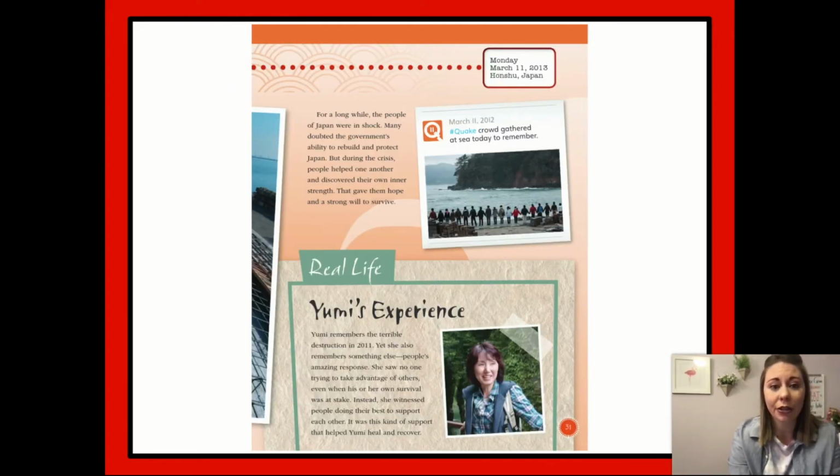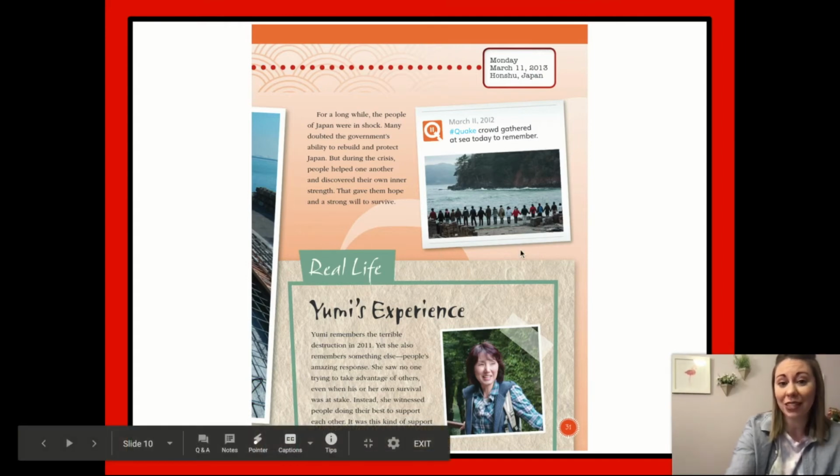For a long while, the people of Japan were in shock. Many doubted the government's ability to rebuild and protect Japan. But during the crisis, people helped one another and discovered their own inner strength. That gave them the hope and strong will to survive. So then this little picture here says, hashtag Quake crowd gathered at sea today to remember. And then let's go back to Yumi's experience here.